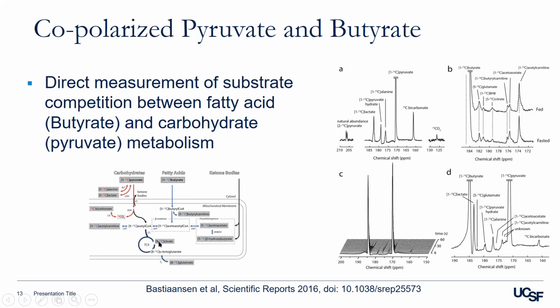By choosing, if you did C2 pyruvate, it would actually be bad, because then you'd get citrate from pyruvate. So C1 pyruvate in this case is better, and C1 butyrate. Also, if you use acetate here, there's some spectral overlap as well. The conclusion of this paper was they could actually observe different results between injecting one compound at a time versus when they're injected in competition.